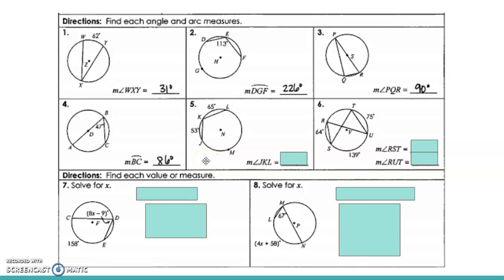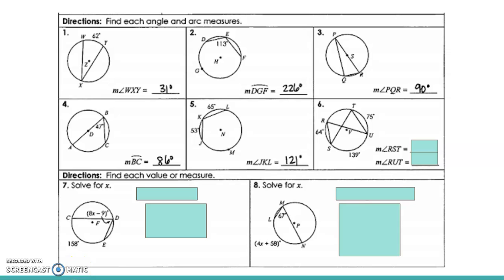For number 5, I am trying to find the angle JKL. In order to find that angle, I need my arc JML. To do that, I'll take 53 and 65 away from 360, and then I'll cut that in half to find that the angle is 121 degrees.